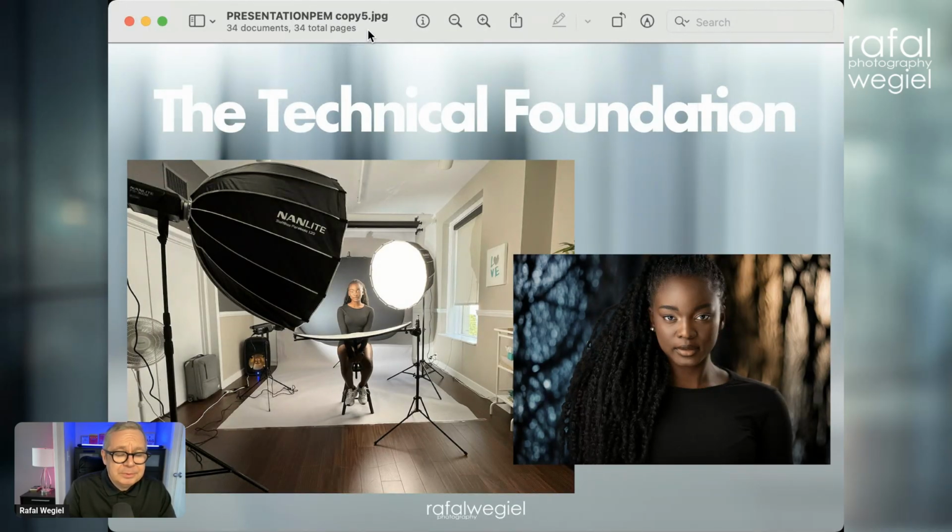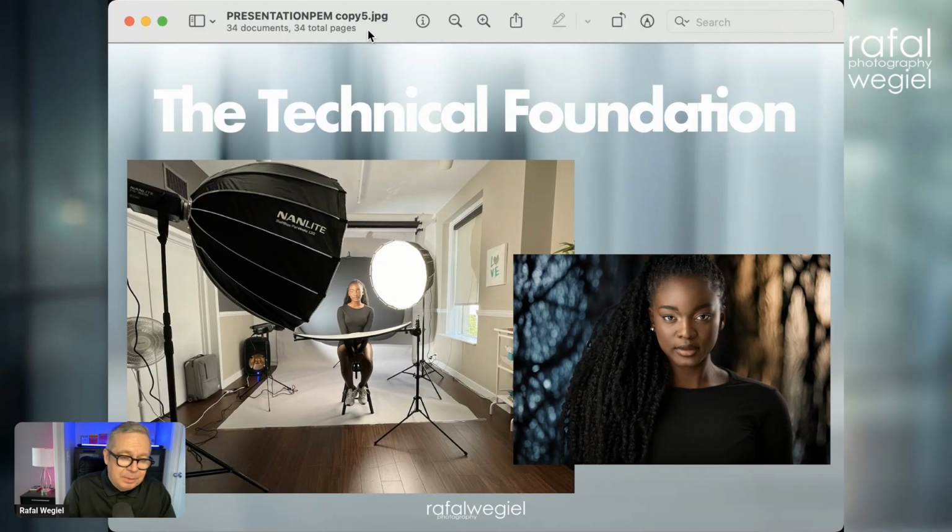So we need to create an environment where the client feels safe, feels secure. And lighting sometimes can be extremely intimidating. A lot of clients feel like, oh my god, now I'm put in these big lights and I just have to stand here and pose and smile and do all this stuff. So we need to create an environment which is going to make them feel safe.